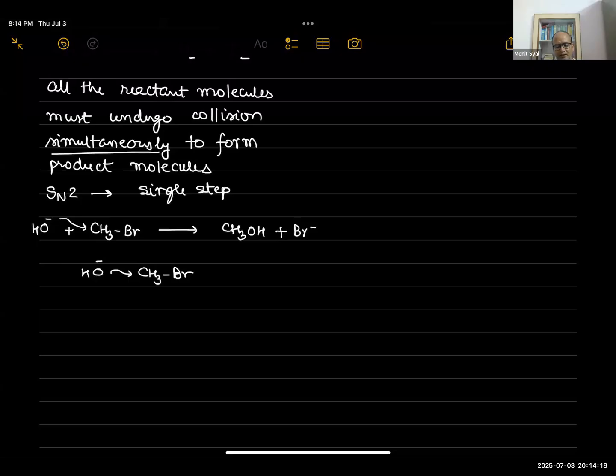Okay, you will see this. This is the transition state, which involves bond formation and bond breaking. We have seen that transition state of SN2. Okay, this is the transition state.